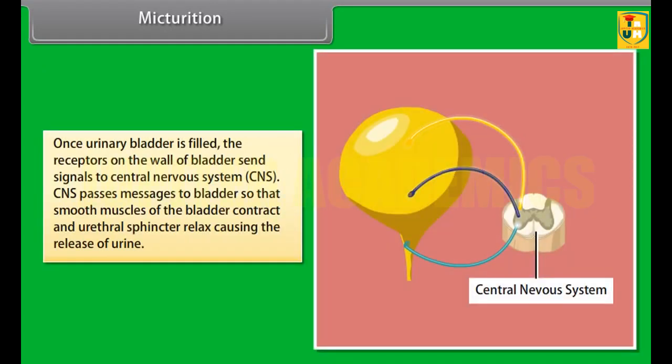Once the urinary bladder is filled, the receptors on the wall of the bladder send signals to the central nervous system. The CNS passes messages to the bladder so that the smooth muscles of the bladder contract and the urethral sphincter relaxes, causing the release of urine. Role of other organs in excretion.